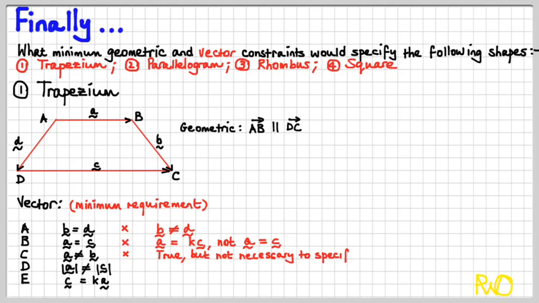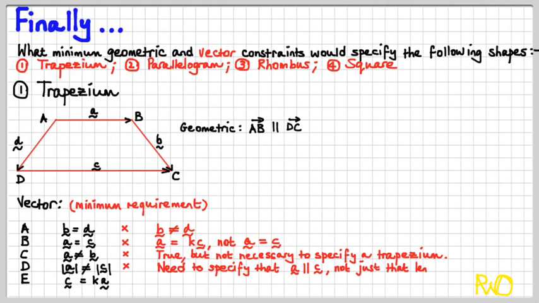No, it's not. So that's a true statement, but not the minimum requirement to specify a trapezium. Okay, option D. Magnitude of A is not the same as magnitude of C. Well, that's true, but it also doesn't specify what you need to make it a trapezium, does it? You need to specify that A is parallel to C, and not just that the lengths aren't the same. You get that? So option D, E better be correct, otherwise we're up the creek without a paddle here, guys.